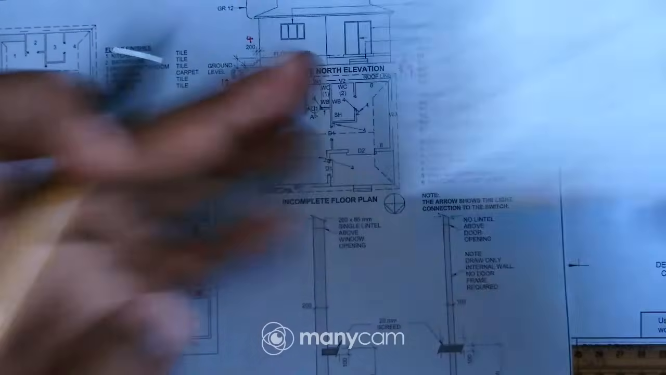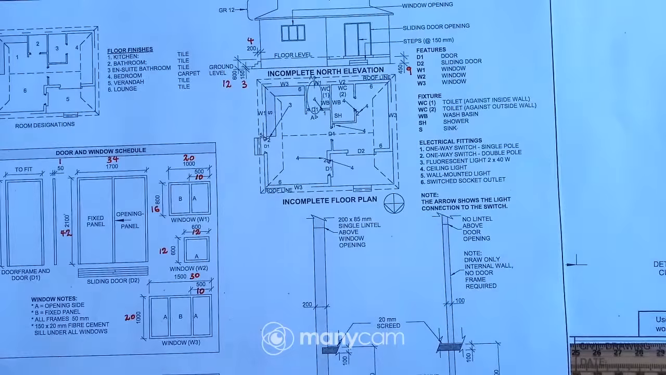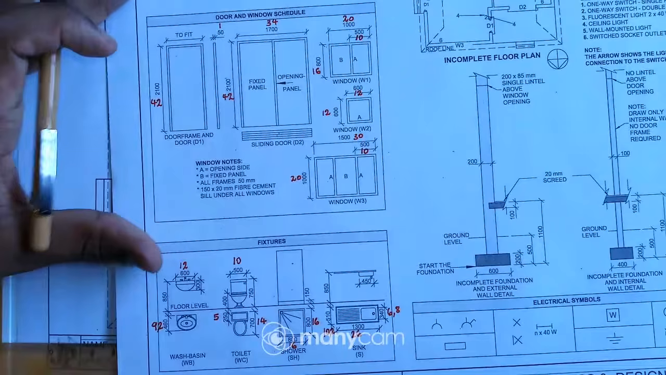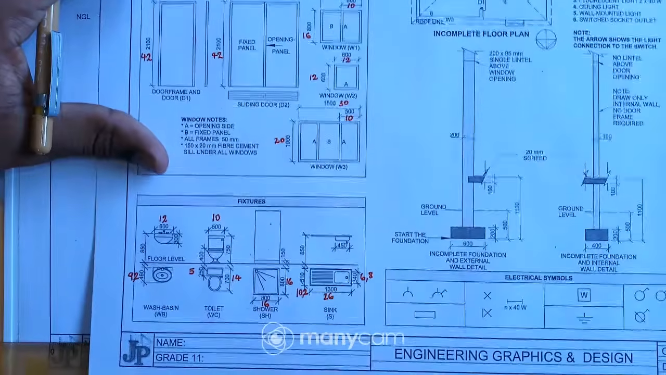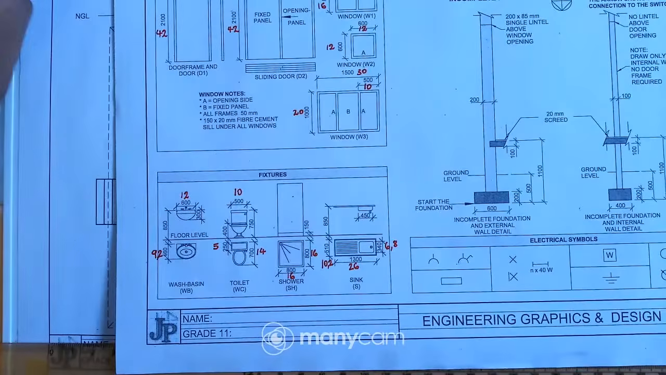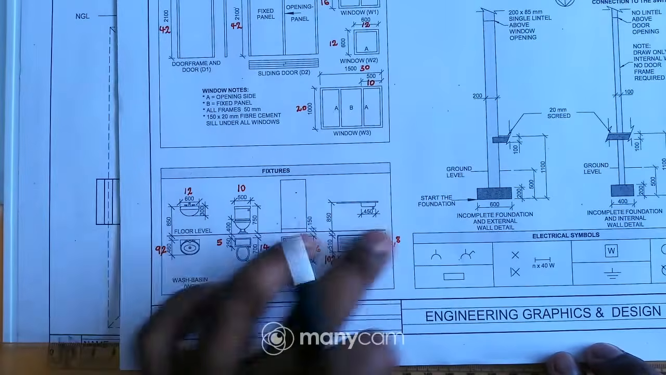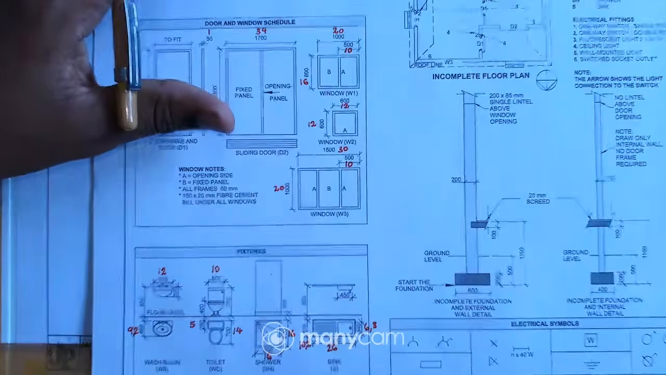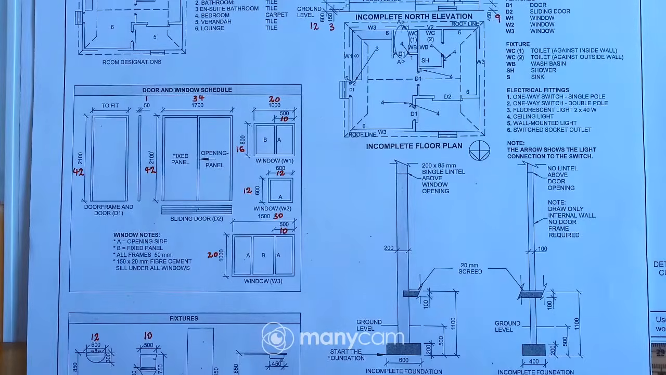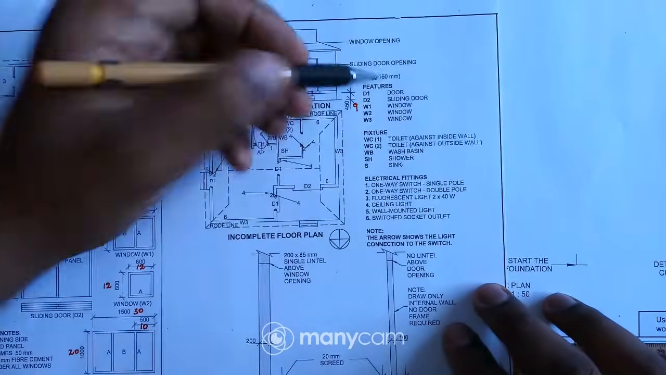So now I'll just start with my first question. I'll just add the features. As you can see on the screen, I have already converted all the dimensions to scale. Because the scale is 1:50, I just converted all the measurements to scale 1:50. Okay, so I'll start with the windows and doors, right? Those are the features that are listed here.